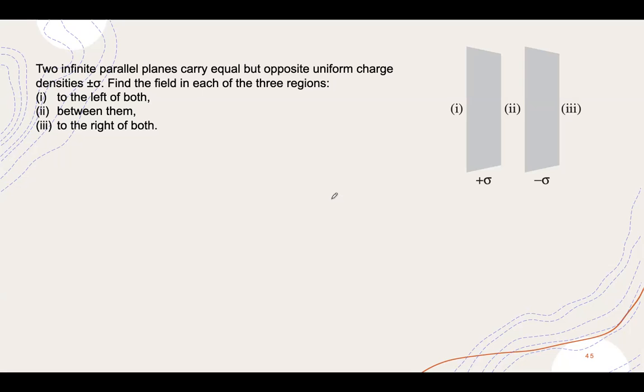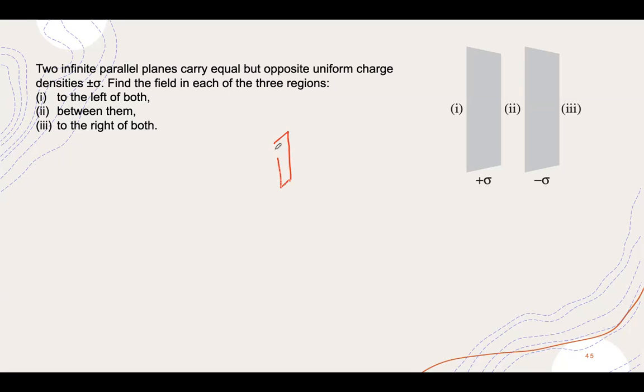Let me give you one more hint. What could be the direction of the electric field on this surface due to this plus sigma? Yeah, in region 1, it is outward. And because of this minus sigma, what could be the direction in this region? We are talking about region 1 only. It is inward.